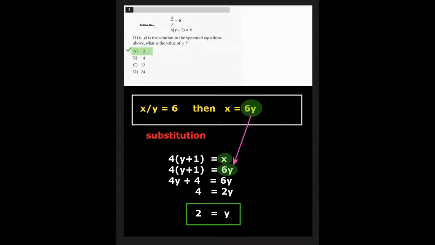We can plug that into the right side of equation 2 by substitution. And we get 4 times y plus 1 equals 6y. Distributing, we get 4y plus 4 equals 6y. Subtract 4y from both sides and divide by 2. We get that 2 equals y. And the correct answer was A.